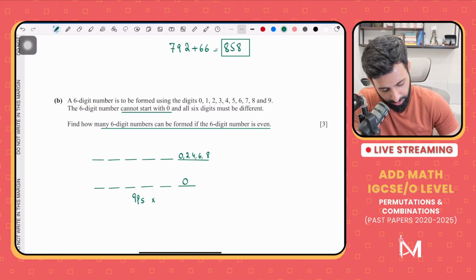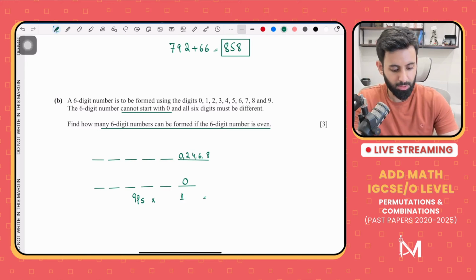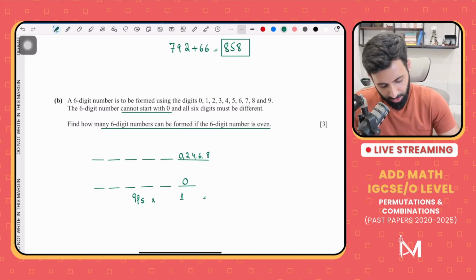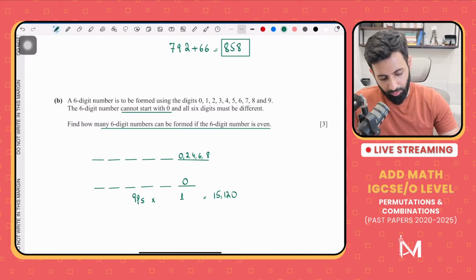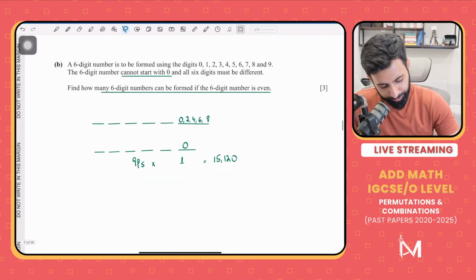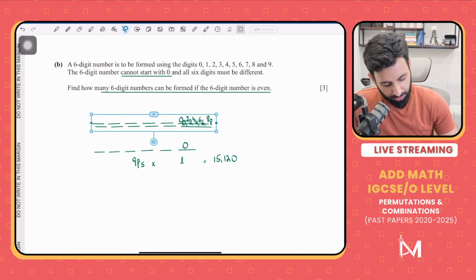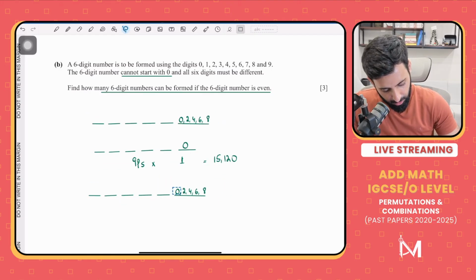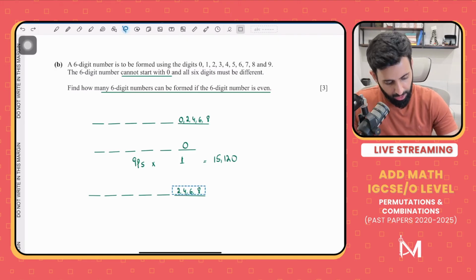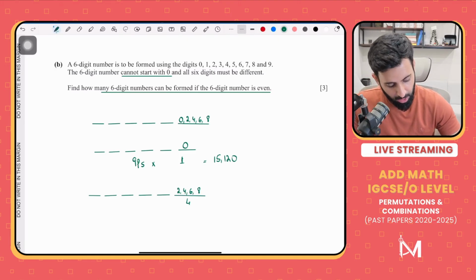So 9P5 into 1, what's that equal to? Let's work it out. 9P5 is equal to 15,120. Now, since we don't have to worry about 0 being the first digit, that means now we have these many options for the last digit. How many options are these? These are 4 options. But here's the thing.